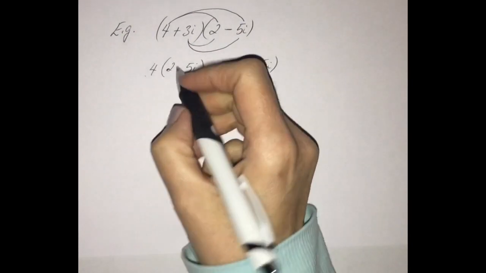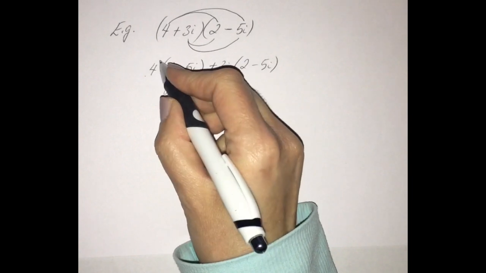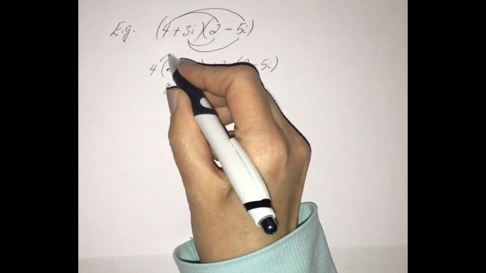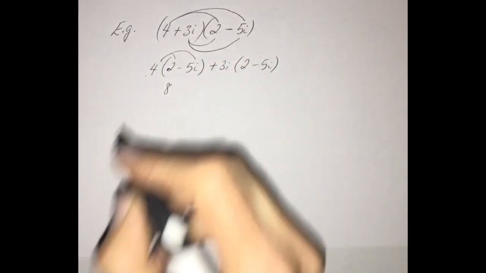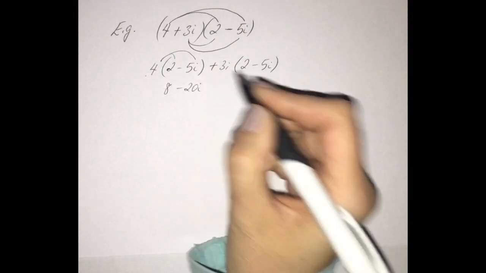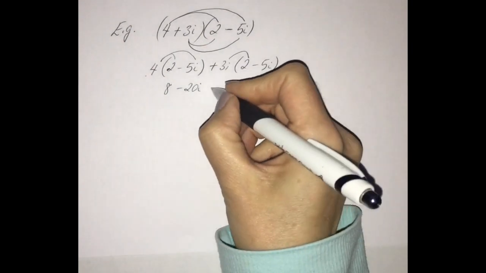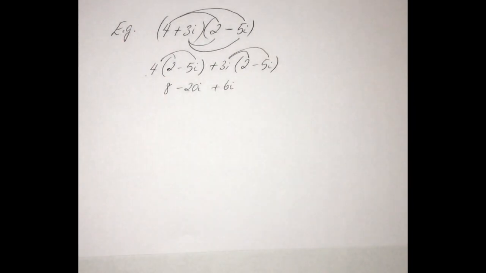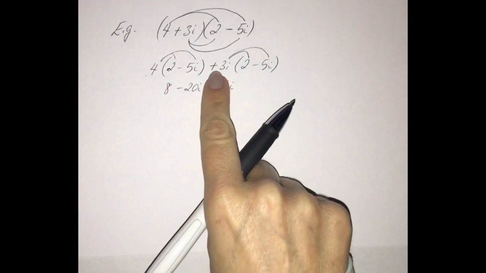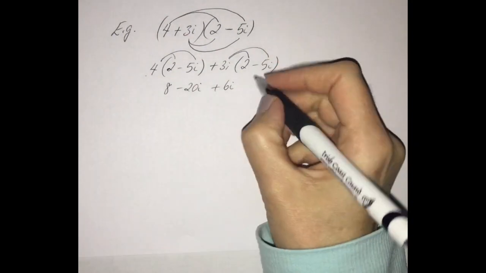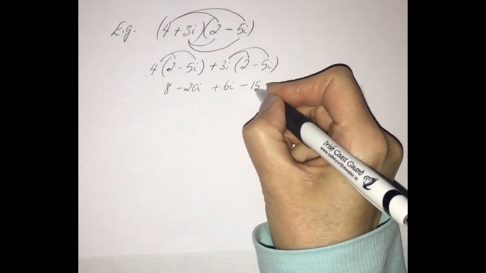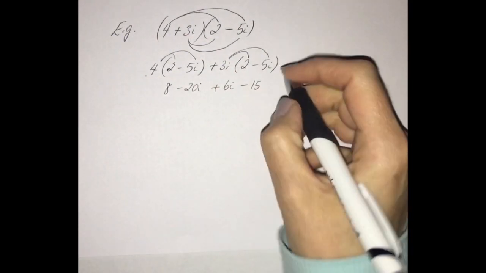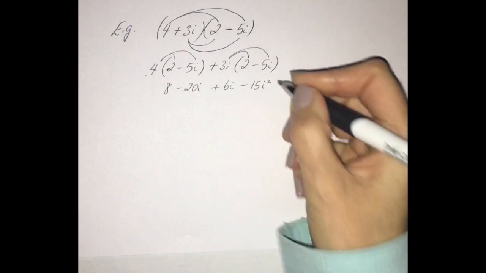So 4 times 2 is 8. 4 times a minus 5i is, of course, a minus 20i. 3i times 2 is, of course, 6i. And 3i times minus 5i. Watch out here for signs. We have a couple of things to consider. A plus 3 by a minus 5 is minus 15. And i times i, of course, is i squared.